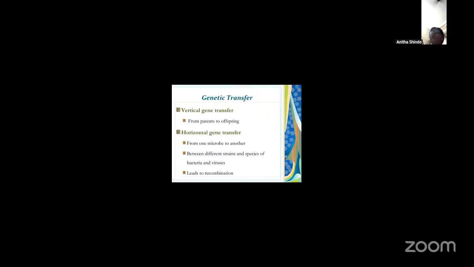Whereas horizontal gene transfer involves transfer from one microbe to another, say bacteria to bacteria or bacteria to virus or whatever it is. It is between different strains and species of bacteria and viruses. And it leads to what? Recombination. So there are two methods of gene transfer: vertical gene transfer, between parents and offspring, and horizontal gene transfer, between microbes, from one microbe to another. It may be different strains of bacteria or between bacteria and virus. So horizontal gene transfer actually leads to recombination. Okay, remember that.